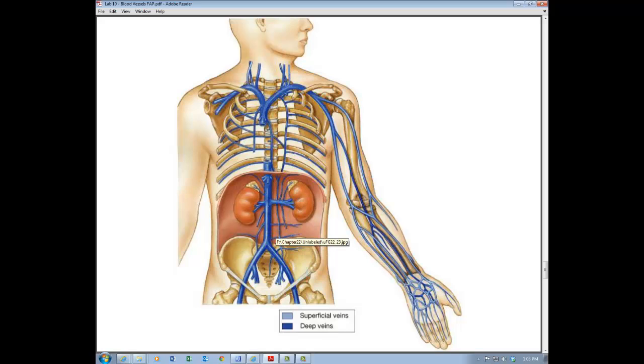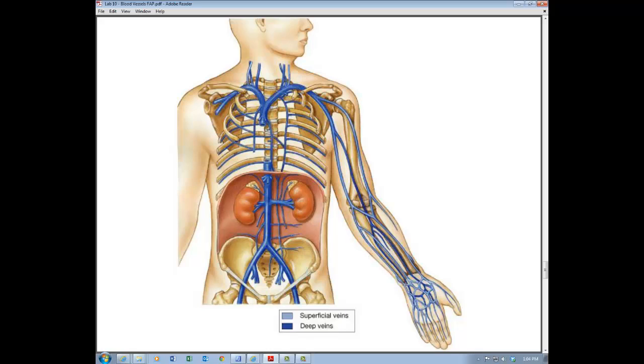If we go back to the brachiocephalic veins, we'll see that these veins pass under the clavicle just like they did with the arteries, and the name is the subclavian vein. So these veins are bringing blood back to the heart via the superior vena cava eventually. So these are the subclavian veins passing underneath the clavicle.